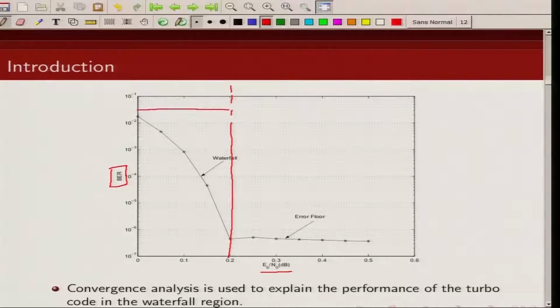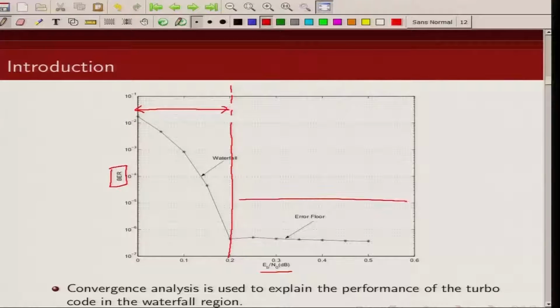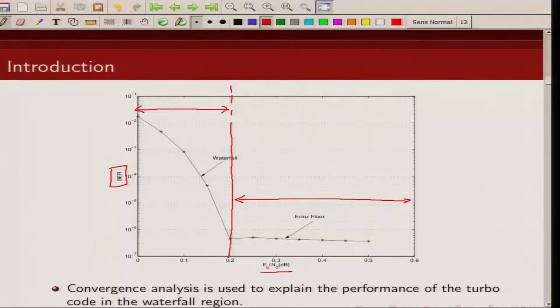This region we call the waterfall region, where there is a steep fall in bit error rate performance, and then there is a region we call the error floor region, where the BER does not improve much. So, today's topic of discussion is this waterfall region. What determines the performance of turbo code in this region where it falls sharply, and how can we get some guidelines on how to choose constituent encoders so that we get a steep fall like this?